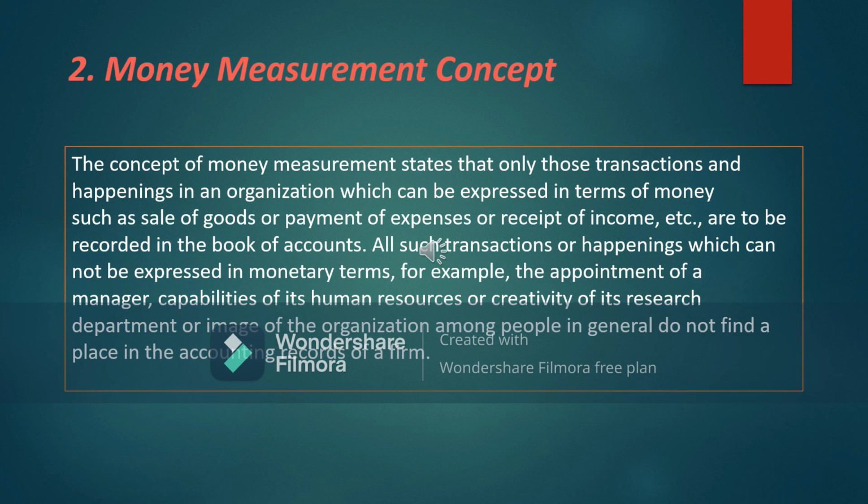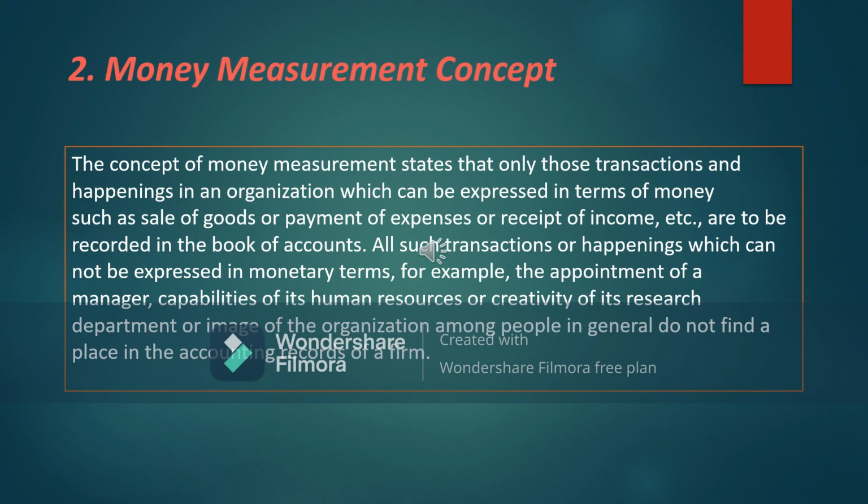The second concept is the money measurement concept. The concept of money measurement states that only those transactions and economic events happening in an organization which can be expressed in terms of money, such as the sale of goods, the payment of expenses or receipt of income, are to be recorded in the books of account.